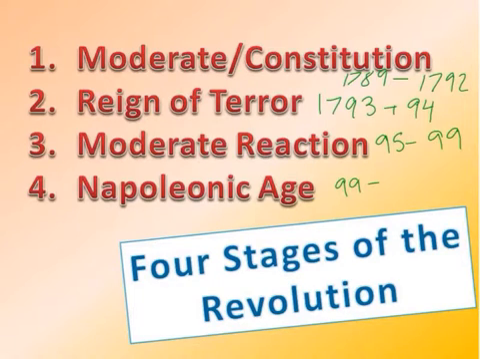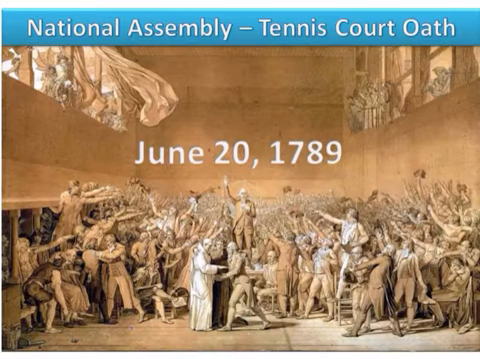We're going to look primarily at this first period known as the moderate constitutional period, which lasts from 1789 to 92. The radical period begins in 1792, and the Reign of Terror follows as part of the radical period, particularly in 93 and 94. Then we'll look at the moderate reaction and the Napoleonic Age in later videos.